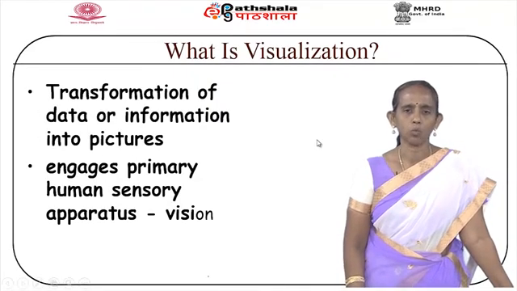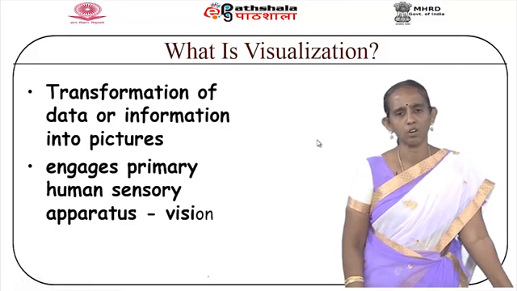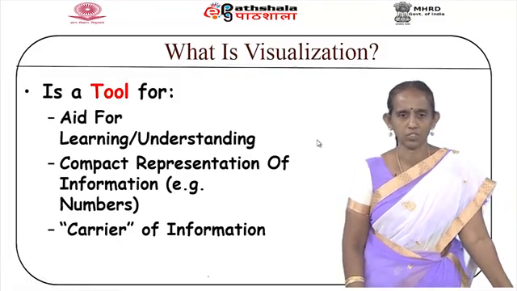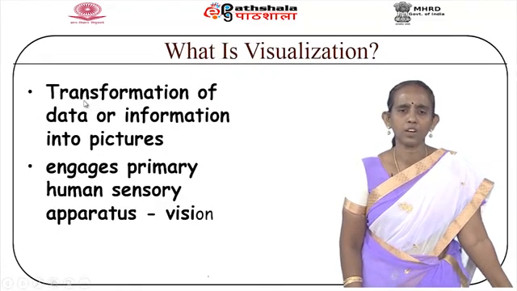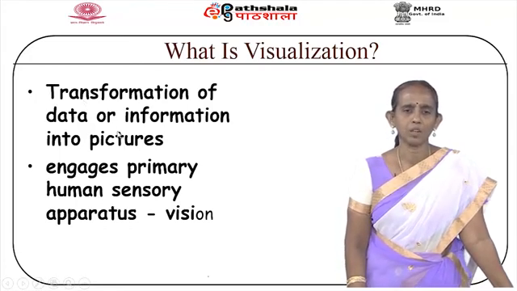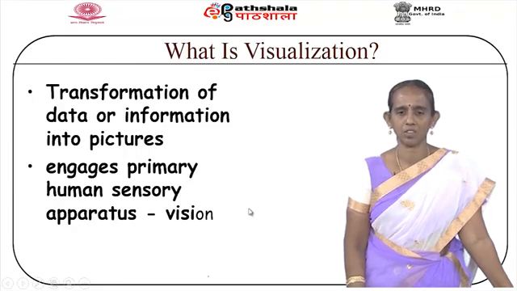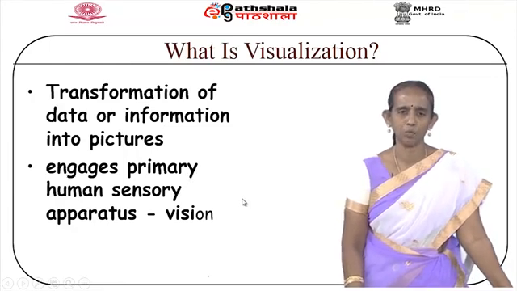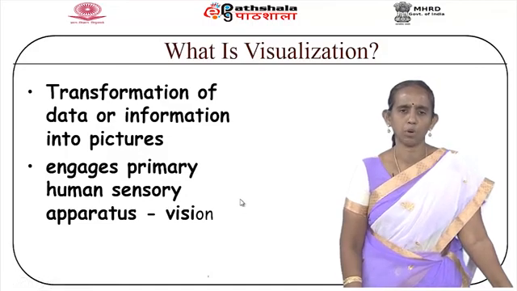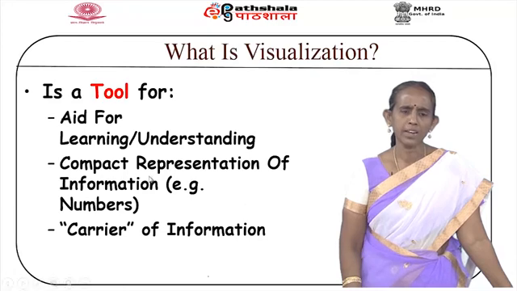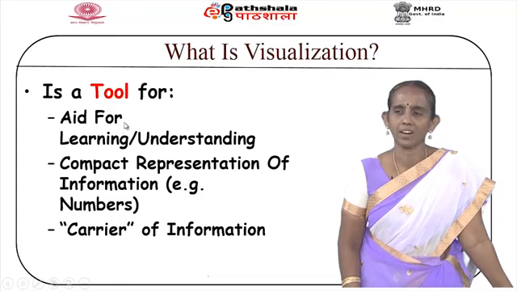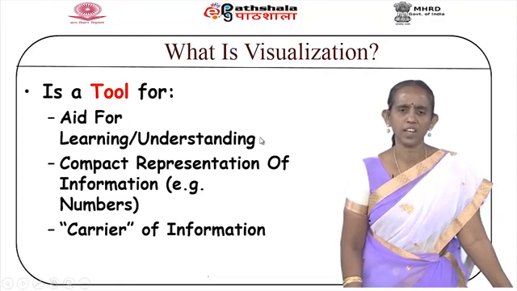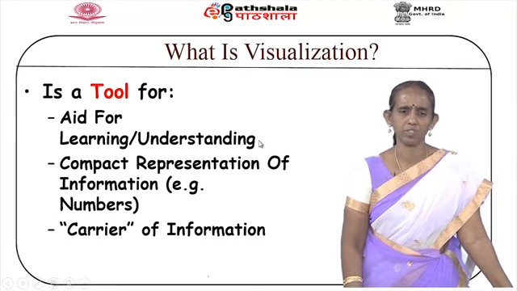So basically if you look at what visualization is, it is a transformation of data or information into pictures. It is a mapping of data into some form of picture, which we call visualization. It also engages the primary human sensory apparatus, and that is vision. The primary human sensory apparatus is vision, and this vision is engaged in the process of visualization. It is also called a tool and it helps us in learning or understanding certain concepts in a proper way.